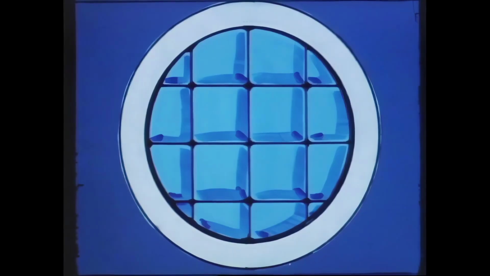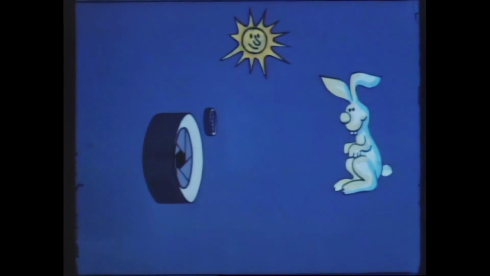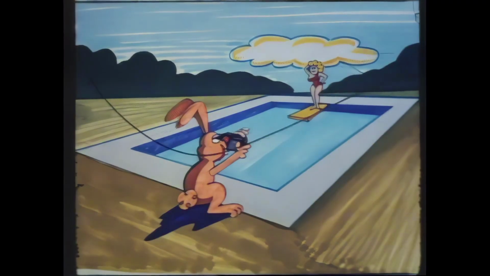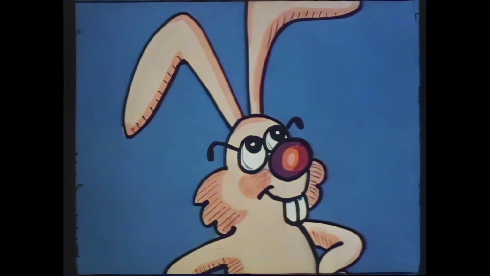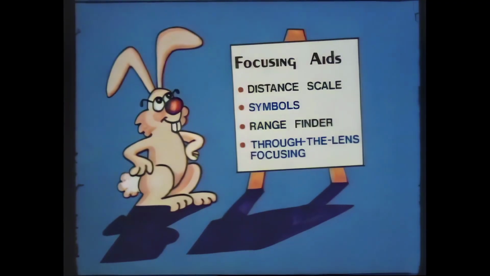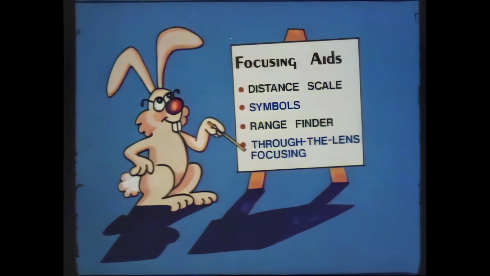Other cameras have an electric eye, which measures the amount of light reflected from the subject and automatically sets the lens opening or shutter speed for you. Many cameras also require focusing, which is adjusting the camera for the precise camera-to-subject distance. Some of these cameras have focusing aids. The more common aids are the distance scale, symbols, rangefinder, and through-the-lens focusing.